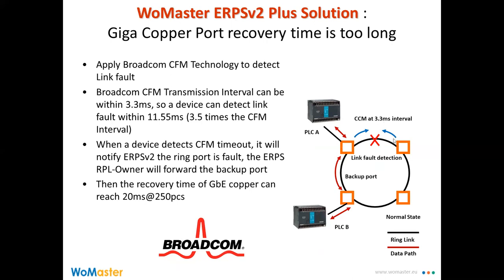So when a device detects the CFM timeout, it will notify ERPS version 2 that the ring port is faulty. Then the ERPS RPL owner will forward the backup path. Then the recovery time on gigabit copper can reach 20 milliseconds at 250 devices. This is our solution applying Broadcom CFM technology, which we call the WOMASTER ERPS version 2 plus solution.